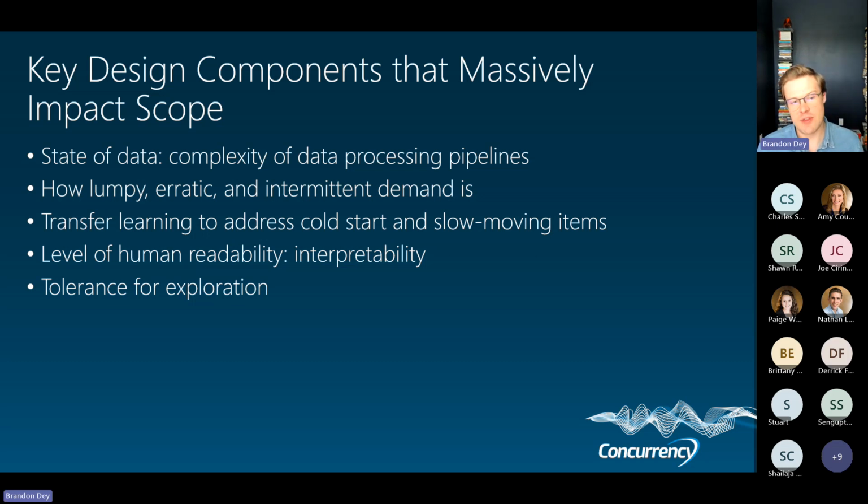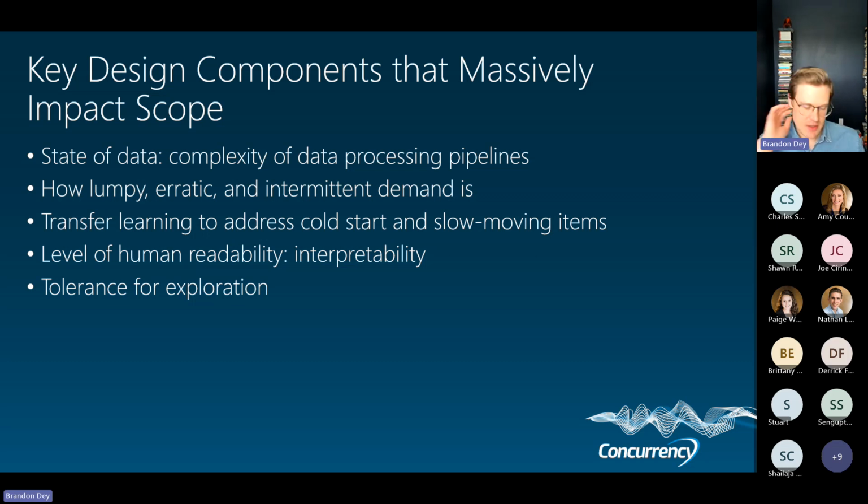Another thing, related to those specialized models, is if and how you choose to address that cold start problem and slow moving items. So cold start is how do you forecast the future for a product that does not have a past, right? These are new items. What do you do there? You can use transfer learning. This is kind of what I talked about before, but if you decide to do that, a little more work, a little more complexity.